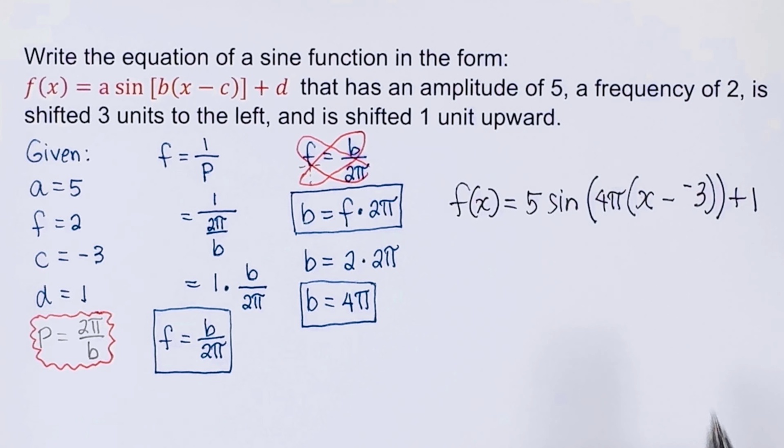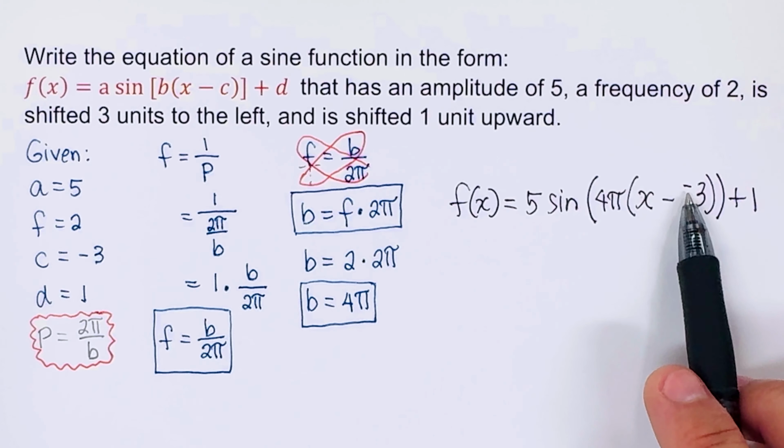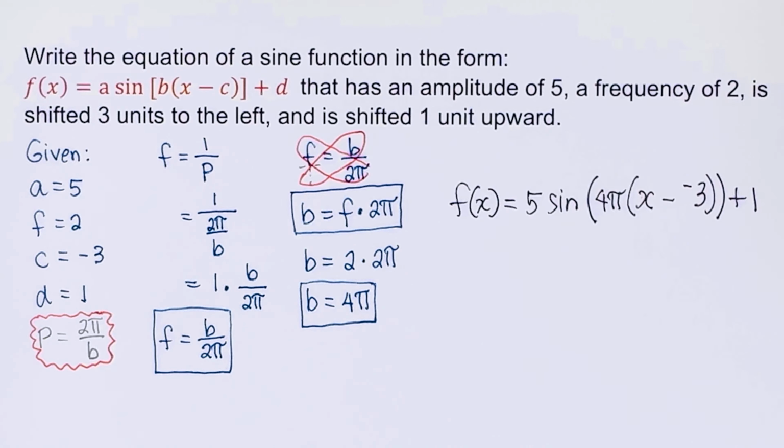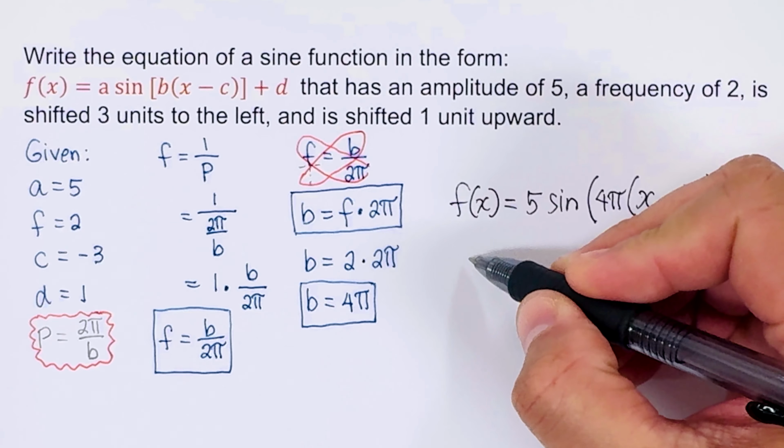We can go ahead and simplify this further. A negative and a negative makes a positive. And so our final equation would look like this.